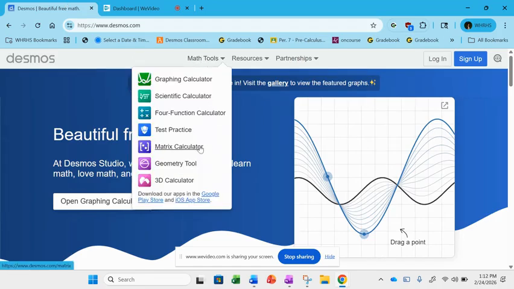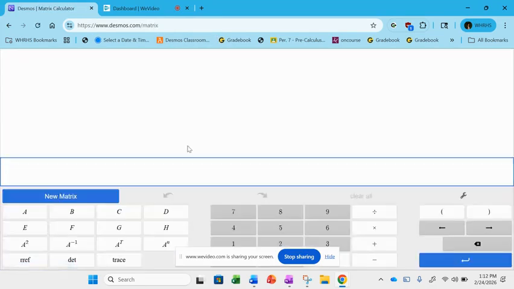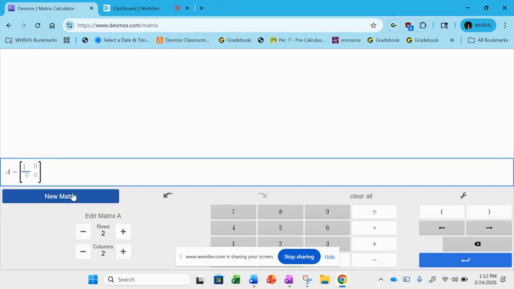And we're going to go to the matrix calculator right here. So you go to Math Tools, Matrix Calculator. All right, now the first thing I'm going to show you is how to enter a matrix into your calculator. Super simple. All you're going to do is type new matrix, and then we're going to adjust it.